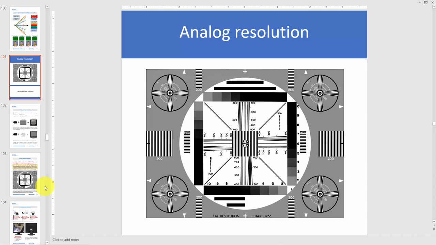Claudemir here again. Let's talk today about analog resolution. This is very important for CCTV. We have old cameras with analog resolution, but it's important to understand that.